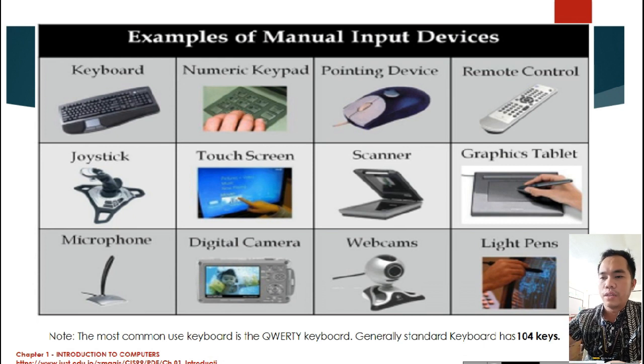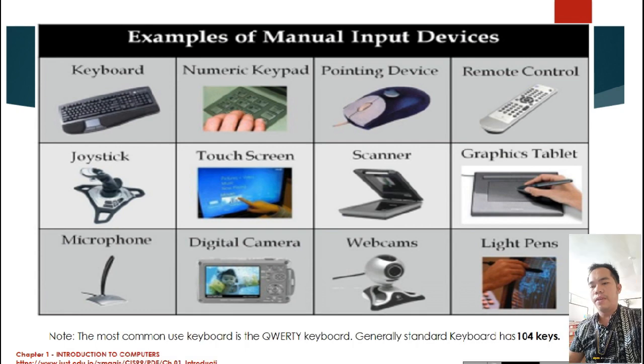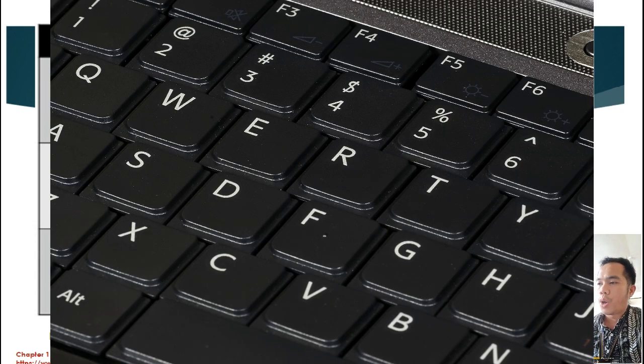Note that the most commonly used keyboard is the QWERTY keyboard. Generally, a standard keyboard has 104 keys. As I remember, we have two different types of layouts, correct me if I'm wrong: Dvorak and QWERTY. From left to right, the first button is Q, followed by W, E, R, T, Y. That's what we call a QWERTY keyboard.